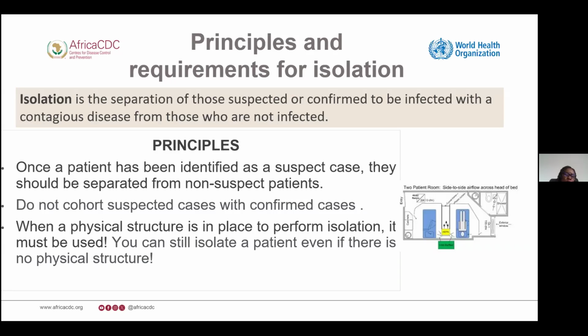Now let's talk about isolation. Isolation is the separation of those suspected or confirmed to be infected with a contagious disease from those who are not infected. So we should not cohort them. We should isolate those who are suspected from those who are confirmed to be infected. The principles are those. Once a patient has been screened, once triage has been performed and the patient is identified as a suspected case, it should be separated, isolated from non-suspect patients. We should not cohort suspected cases with confirmed cases.